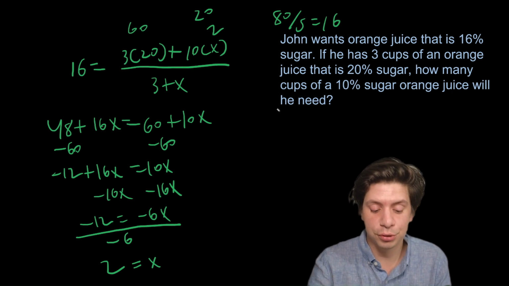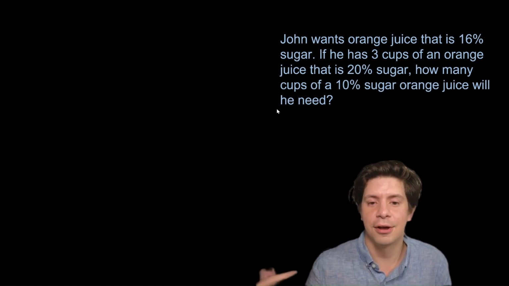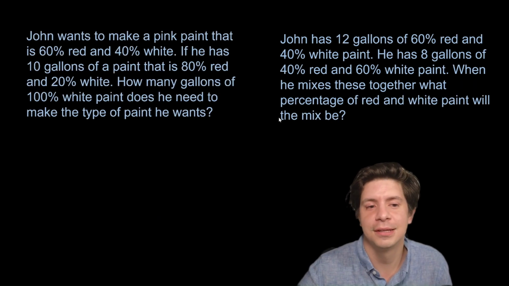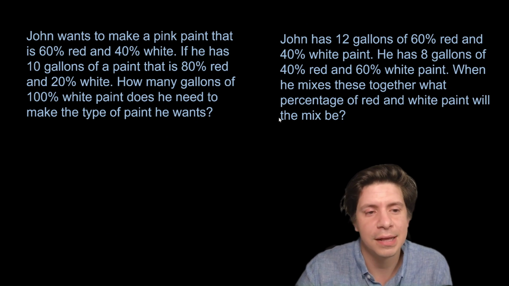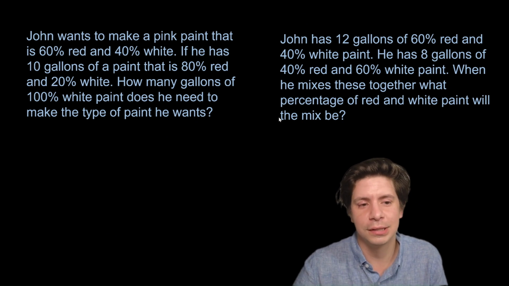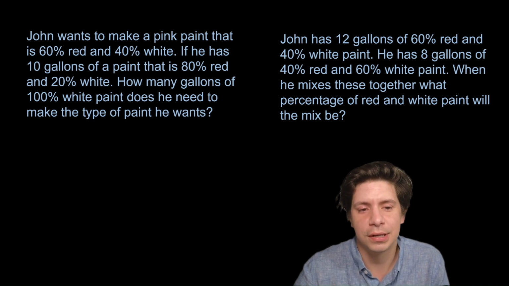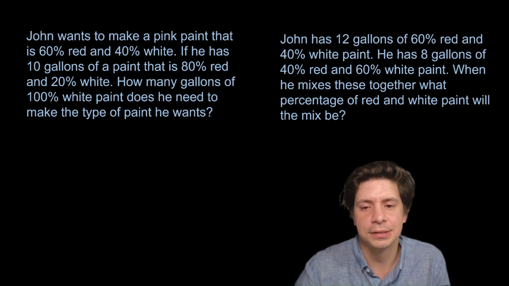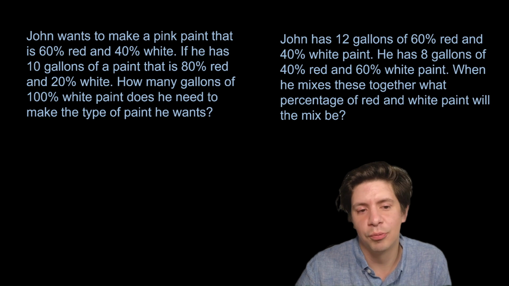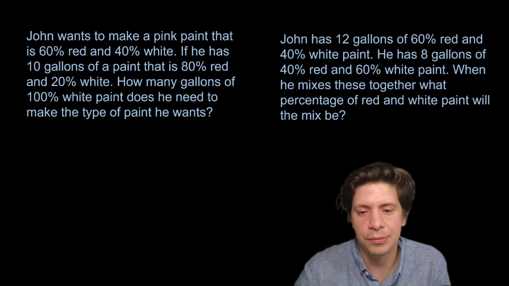So I'll leave you with 2 to do on your own. Put the answers in the comments. I'll be looking forward to seeing them. John wants to make a pink paint that is 60% red and 40% white. He has 10 gallons of a paint that's 80% red and 20% white. How many gallons of 100% white paint does he need to make the type of paint he wants?